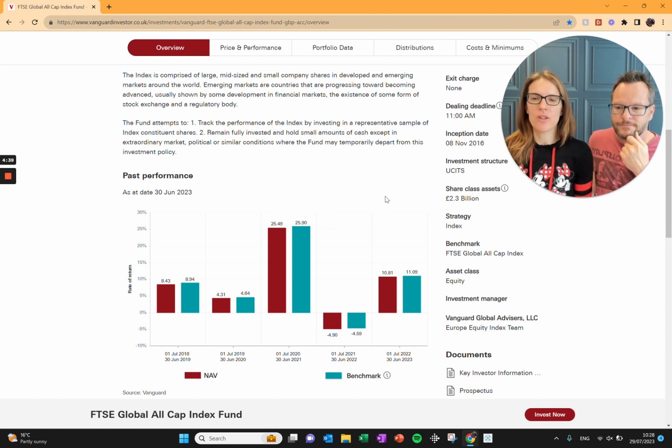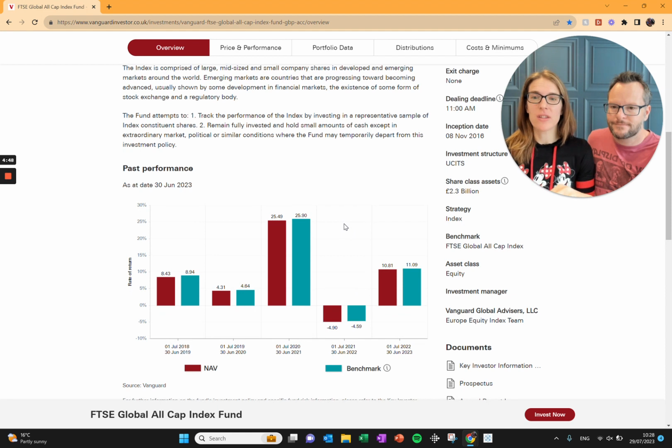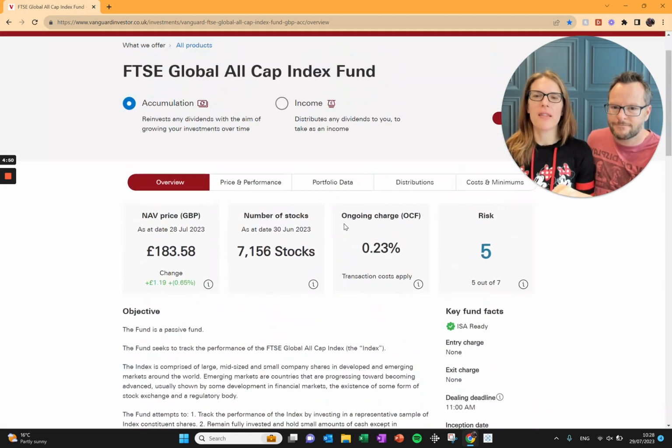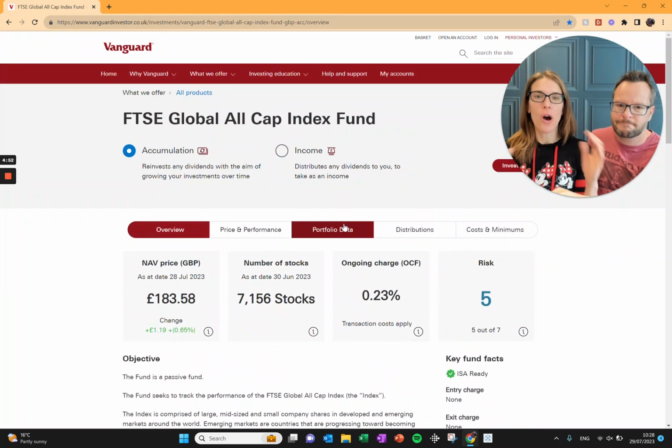And even when the fund made a loss in this year, a couple of years ago, you can see that still the fund is trying to match that as well. It's not trying to beat it, it's not trying to do anything else other than match what the whole companies in that index are doing over time.